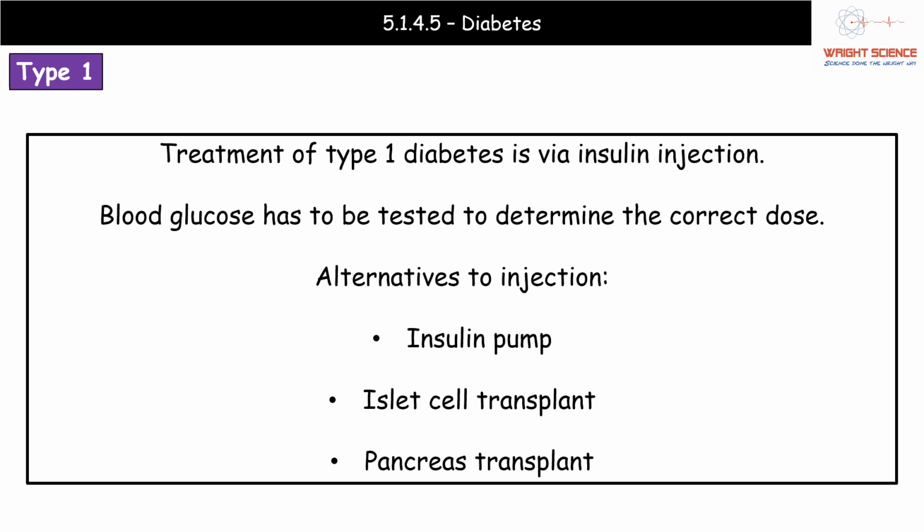Other alternatives to the injection, other than the pump, include islet cell transplants. Remember, the islets of Langerhans are where we've got those beta cells. So if we did a transplant of those cells, we can replace them. Or we could do a whole pancreas transplant. If we replace the pancreas, we've replaced all of those lost cells.